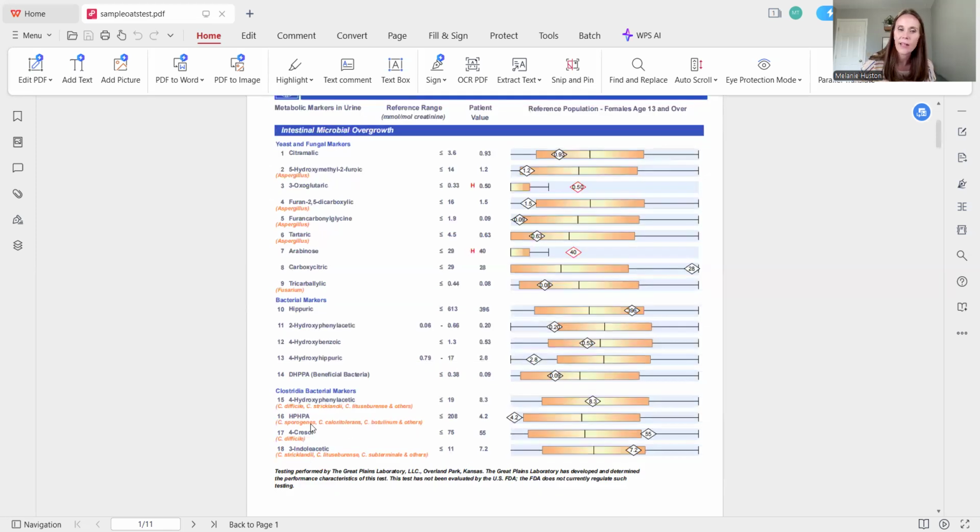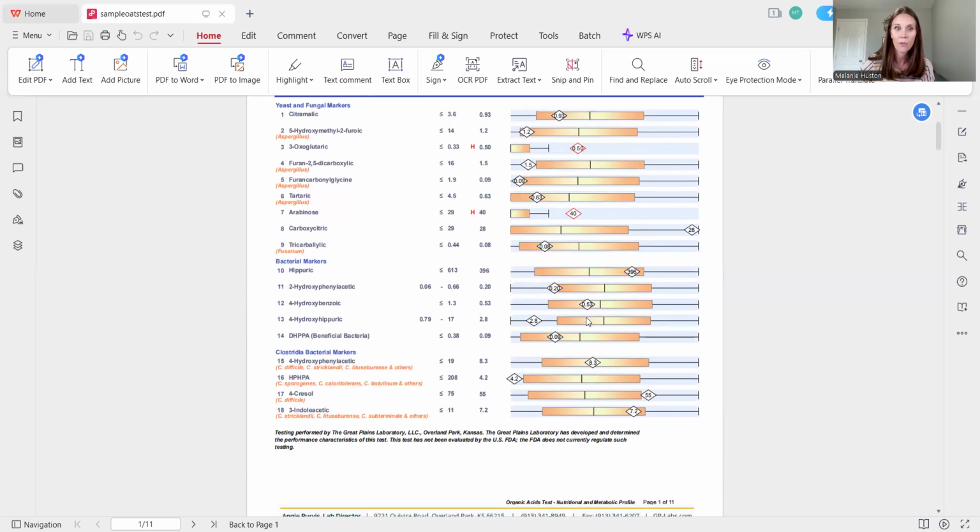And then this is the harmful bacteria, like C. diff. I don't know if you've heard of C. diff before, but it's a bugger. It can cause a lot of horrible symptoms, and it's not easy to get rid of. And this person is having some of those elevated, so there's a good chance that they are experiencing some bad gut reactions. And then also the arabinose here, that would be yeast. So this person also has a yeast overgrowth.